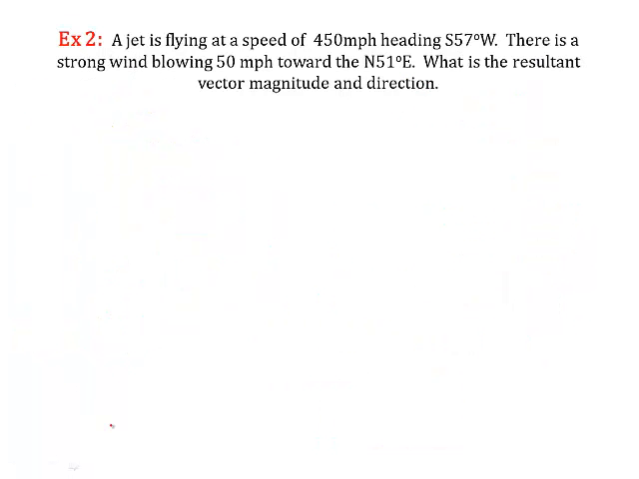Another one. A jet is flying at a speed of 450 miles per hour heading south 57 west. There's a strong wind blowing 50 miles an hour towards the northeast. What's the resultant magnitude and direction of this flight? Okay, so let's do the jet first. All right, my jet is going southwest, so it's coming down here, 57 degrees, okay?